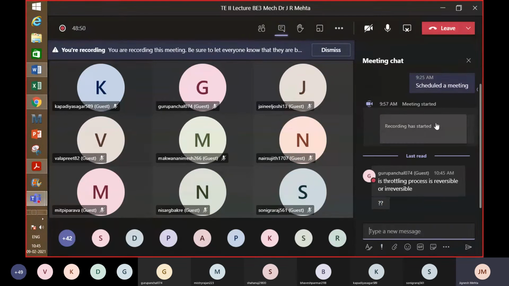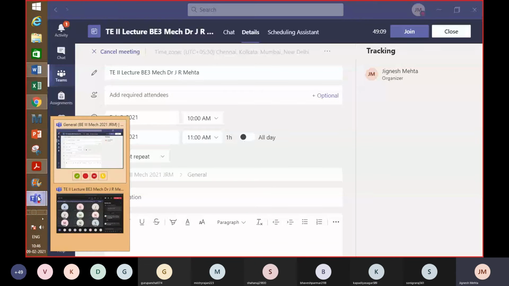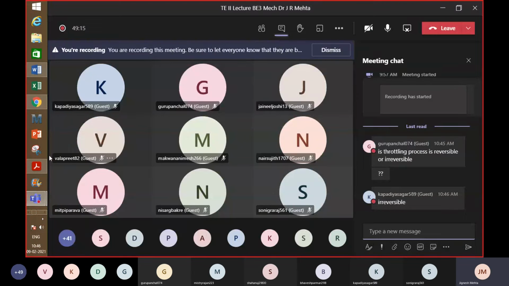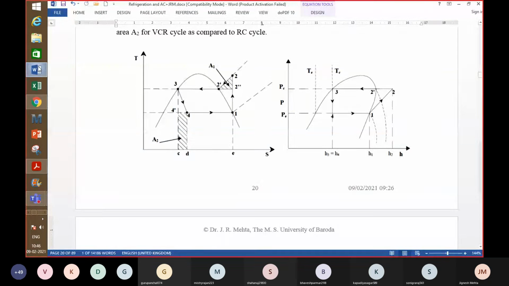Is the throttling process reversible or irreversible? Yes. Throttling is an irreversible process, right? Throttling is not a reversible process. As I also told in the previous class, when I draw this diagram, I generally draw the process as a dashed line. I believe the question was asked to me, so I answered that question. So that process is irreversible. Throttling is never a reversible process, right?